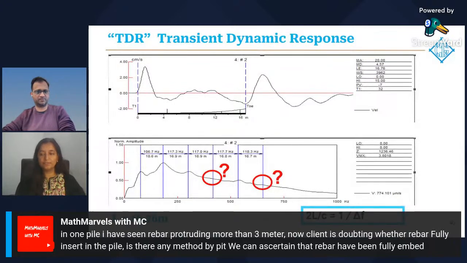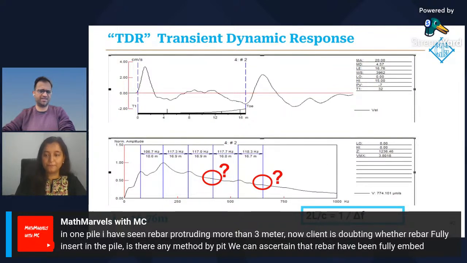Next question is again from Matt Marvel. In one pile, I have seen rebar protruding more than 3 meters. Now the client is doubting whether the rebar is fully inserted in the pile. Is there any method by PIT we can ascertain that the rebar has been fully embedded? No, you can't, my friend.